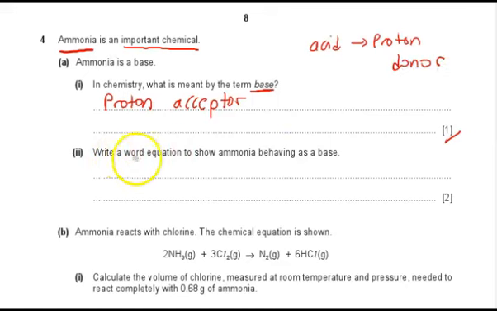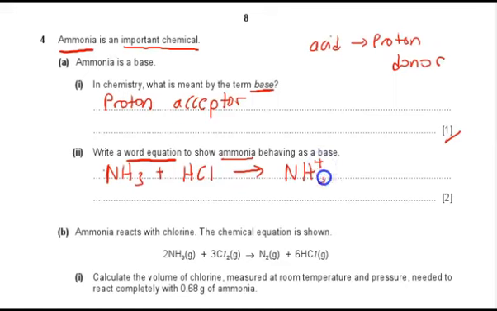Okay, now write down a word equation to show ammonia behaving as a base. So, okay, what we can do here, just write it down, is ammonia. It reacts with, let's say, hydrochloric acid. So what happens here is, it will form ammonium ion. Okay, it will form ammonium ion.